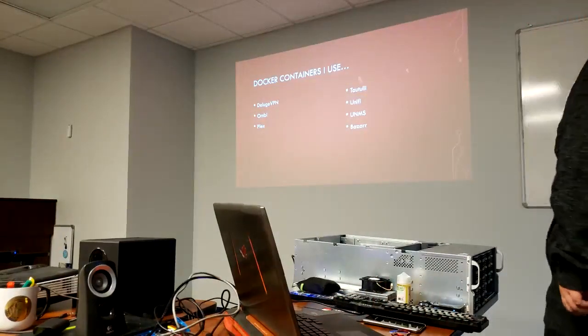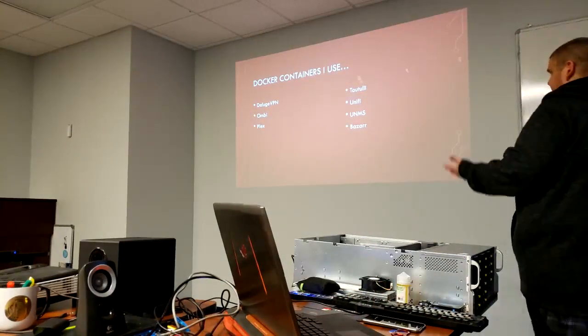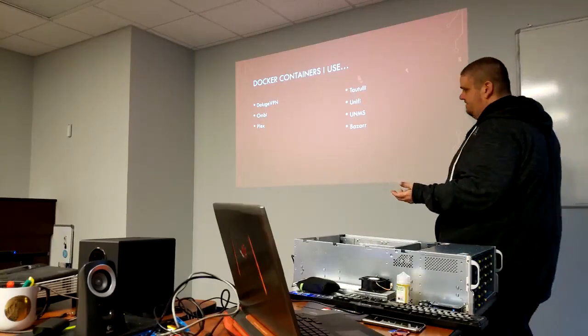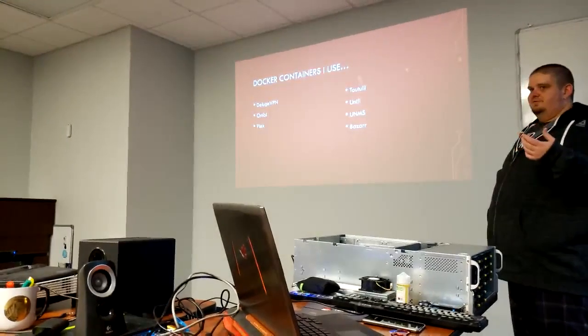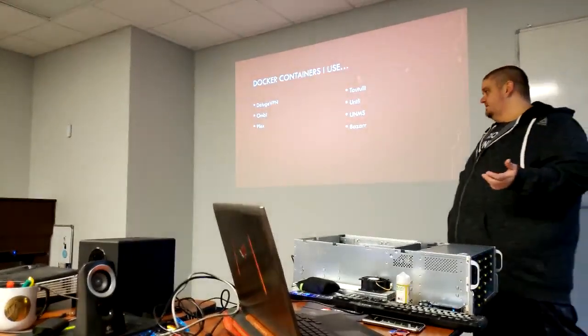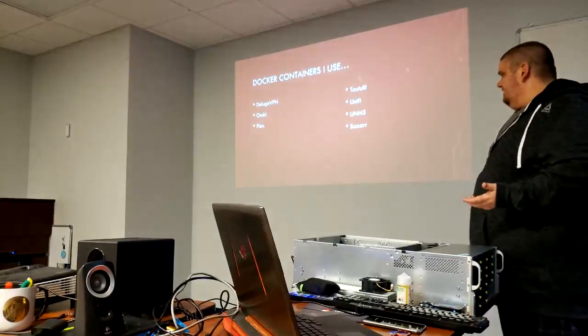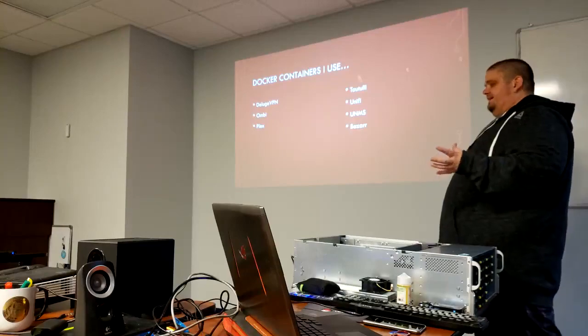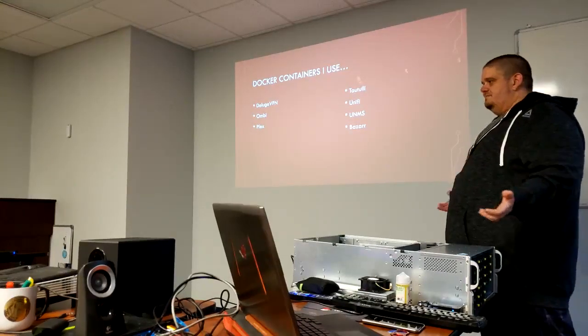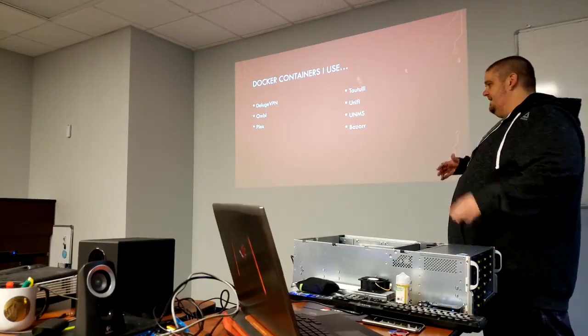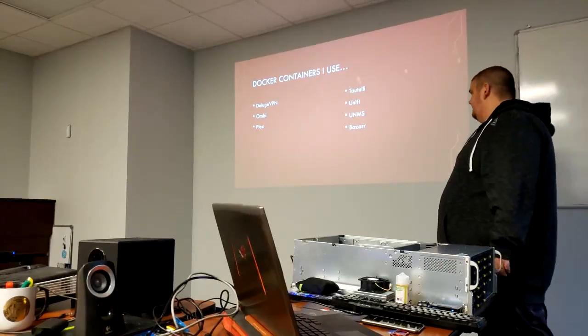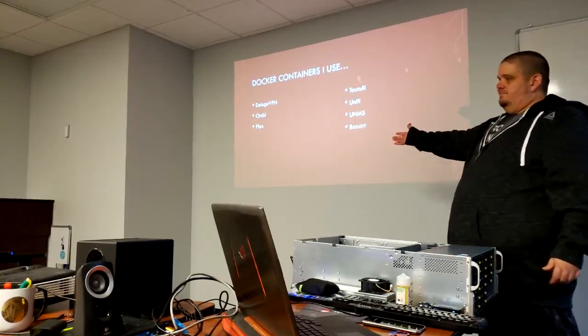which I'll cover in a minute. And the Docker containers I use are Deluge VPN, which is a torrent client that automatically connects through Private Internet Access's VPN service. Ombi, which is the new name for Plex Requests, so anybody can sign in and say, hey, I'd like to watch this movie. Plex, which is the media server.